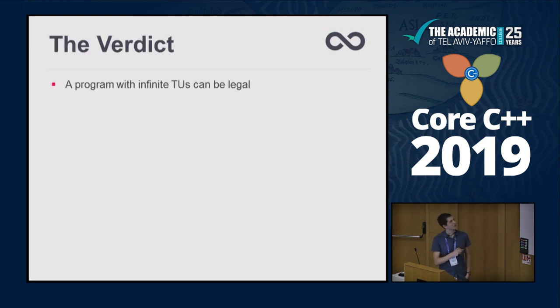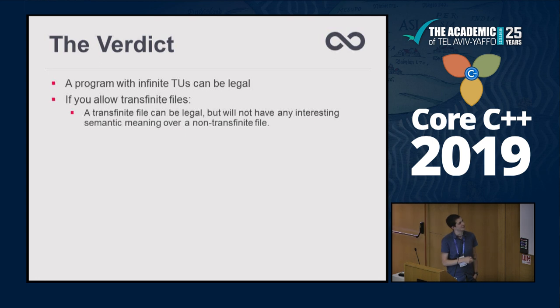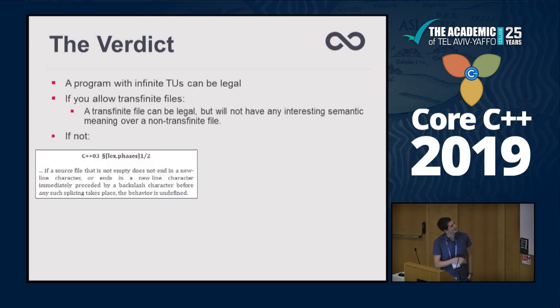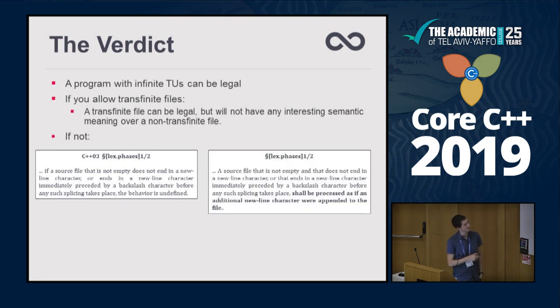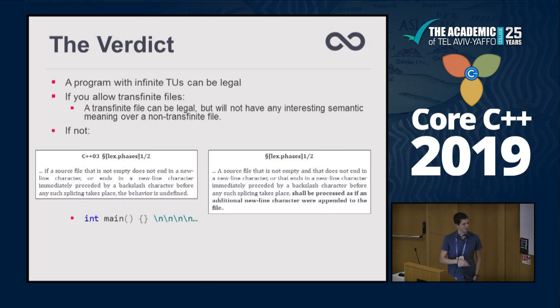So the verdict: a program with infinite translation units can be legal. And as for an infinite translation unit, if you allow transfinite files, it can be legal, but it will not have any interesting semantic meaning. If you don't allow them, it depends on whether you're using C++03 or C++11. C++11 actually allowed infinite files, because C++03 said that if a source file that is not empty does not end in a new line character, the behavior is undefined, okay? So in particular, if it does not end at all, the behavior is undefined. And in C++11, they changed that: if it is not empty and does not end in a new line character, you have to behave as if a new line character was appended. So that's fine. So yeah, use C++11. That's the takeaway from all this.